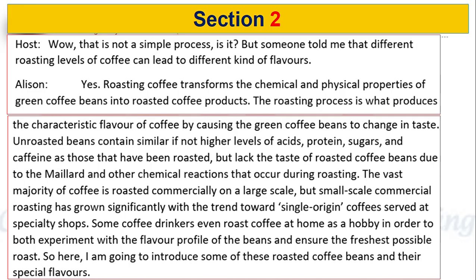Unroasted beans contain similar, if not higher levels of acids, protein, sugars and caffeine as those that have been roasted, but lack the taste of roasted coffee beans due to the Maillard and other chemical reactions that occur during roasting. The vast majority of coffee is roasted commercially on a large scale, but small-scale commercial roasting has grown significantly with the trend toward single-origin coffees served at specialty shops.